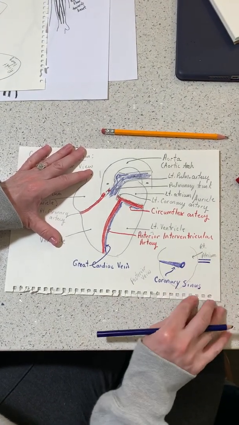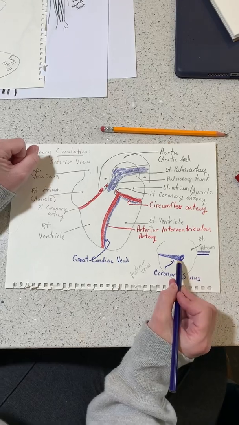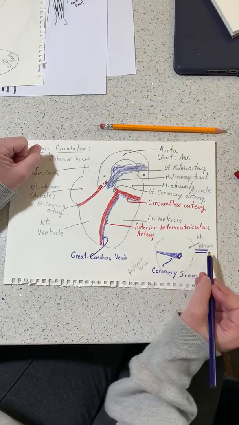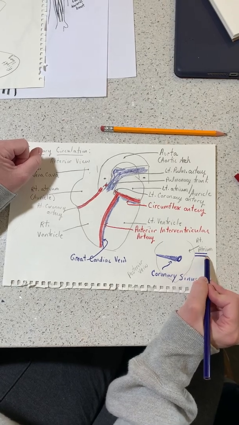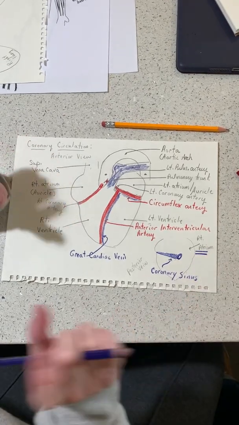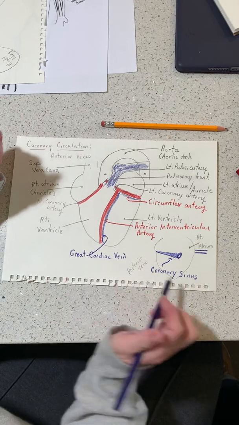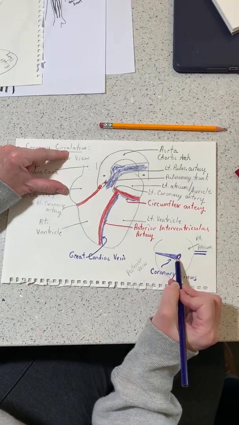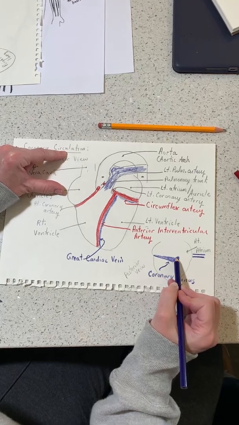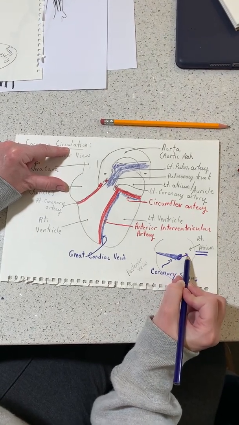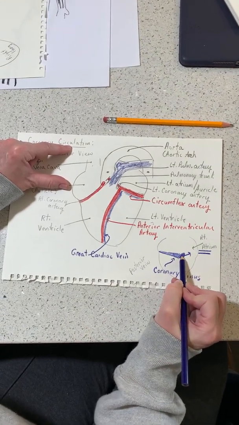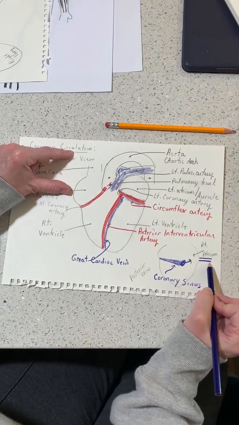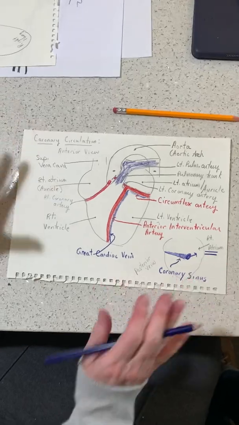So this is important, write this down. The opening of the coronary sinus is in the right atrium. I'm going to repeat that one more time and then we'll be done with the coronary circulation. Again, the opening of the coronary sinus, which is delivering deoxygenated blood back to the heart, that opening is in the wall of the right atrium. Okay, and that's the coronary circulation.